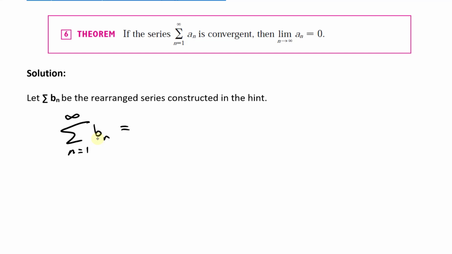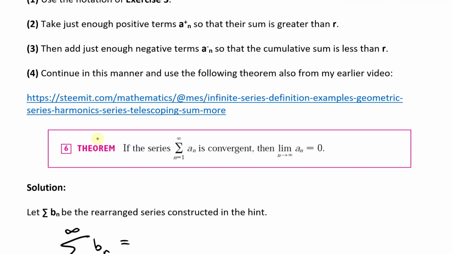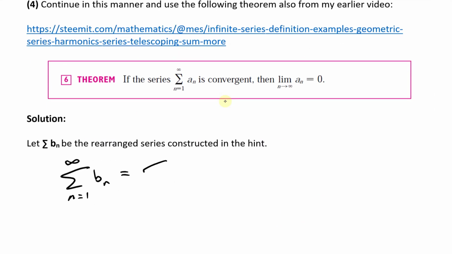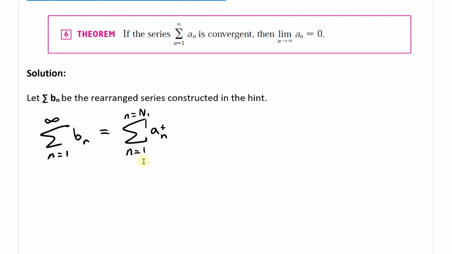This is going to equal, well, following the hint, we're going to take just enough terms of an plus so that their sum is greater than R. So let's say we take the summation of an plus from n equals 1 up to n equals capital N1. And now recall, if at n equals 1, an is negative, the plus part just goes to 0. Remember the notation. If it's a negative number, it's going to be equal to 0 for this formulation. So we just go all the way up to capital N1, and then we add more. Let's say this is at this point here, I'll call this Sn1, the partial sum right here.